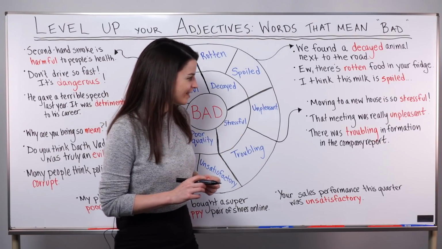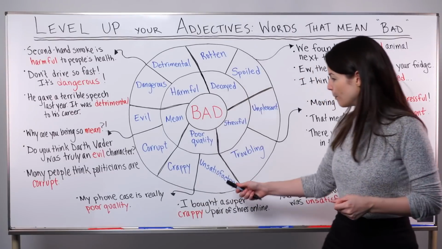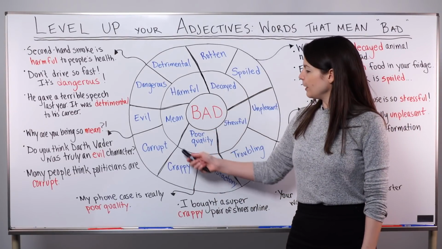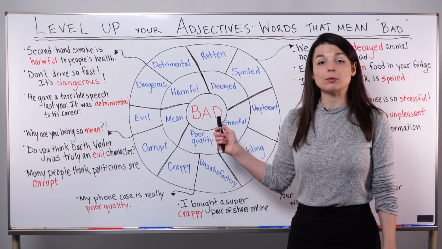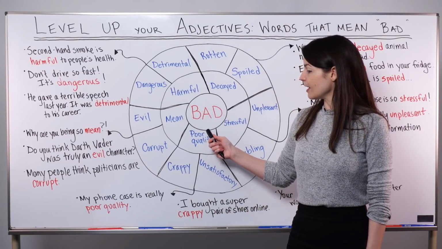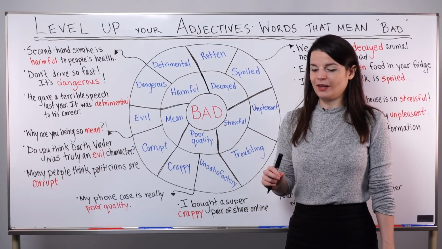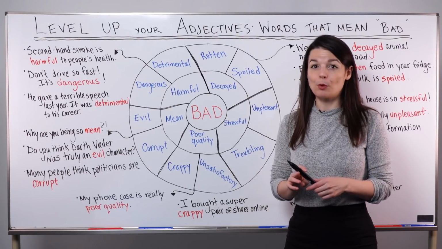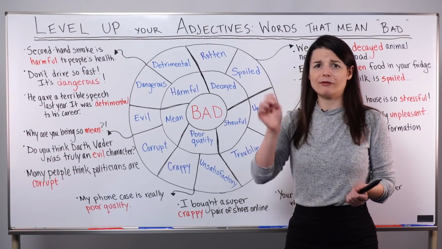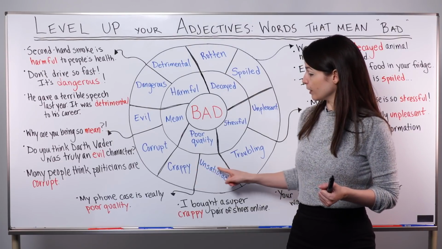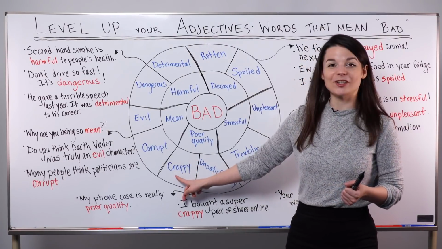Okay. Let's continue on to this group at the bottom of the wheel. This group here of three, the base for this group is poor quality. So poor quality means not good quality. So for example, things that are maybe very cheap are sometimes poor quality, or things that we make very quickly are poor quality. The other two words in this group are the very casual crappy.